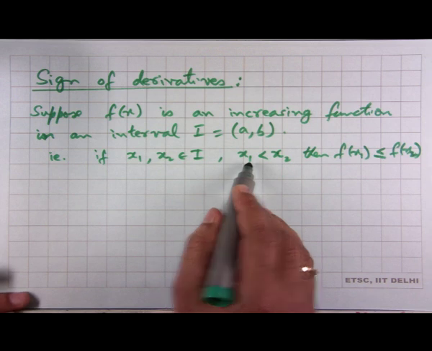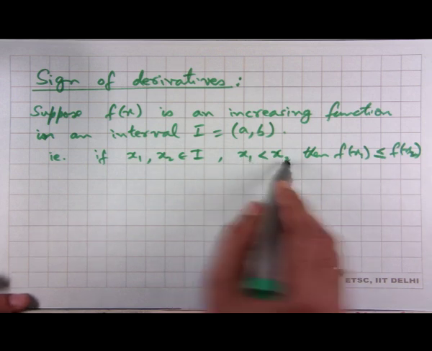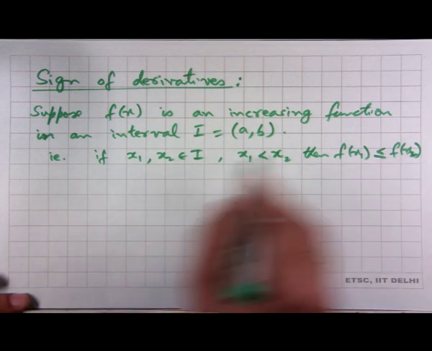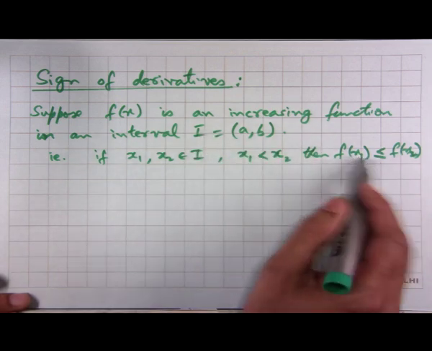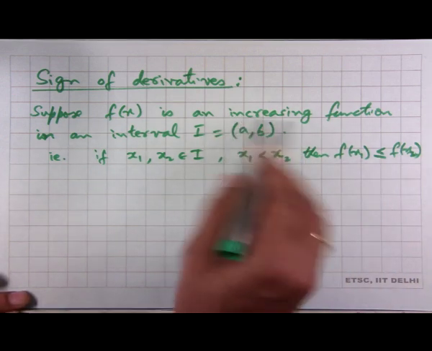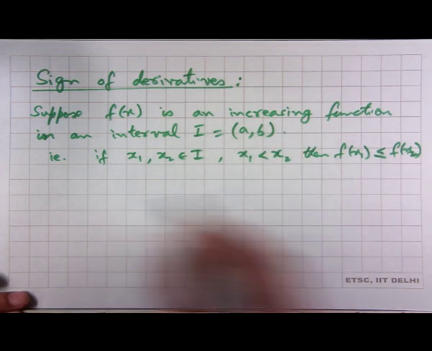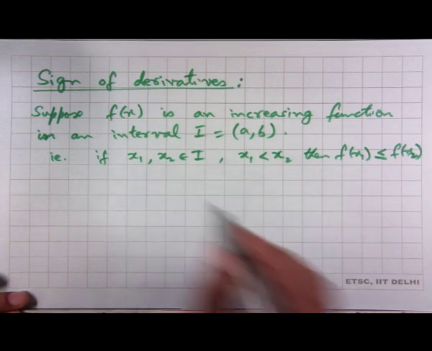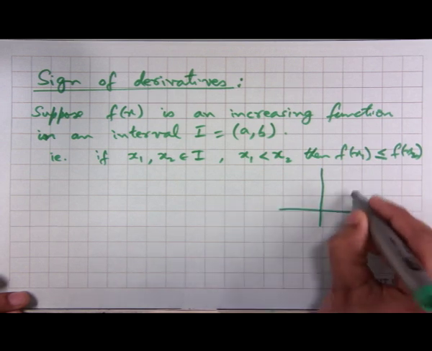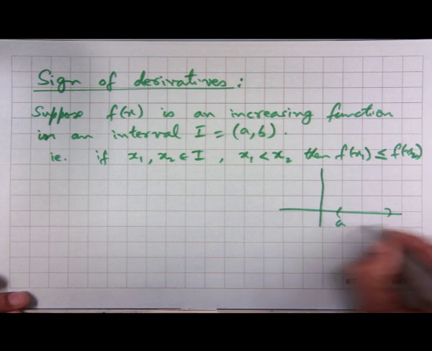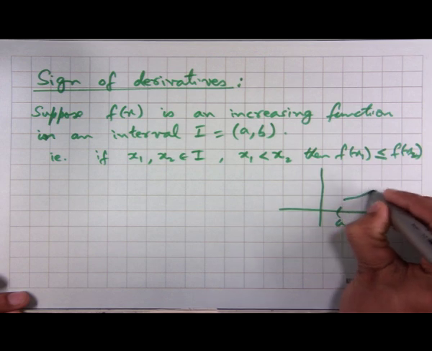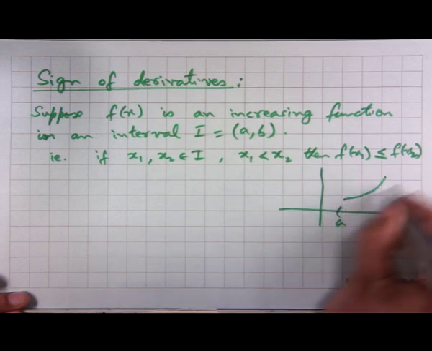If whenever x 1 is less than x 2, then f of x 1 is less than or equal to f of x 2, and we say strictly increasing if f of x 1 is strictly less than f of x 2. Similarly, we can define decreasing function. So, here the graph of the function, if I have this interval a to b, in this interval the value of the function keeps on increasing as you go from a to b.